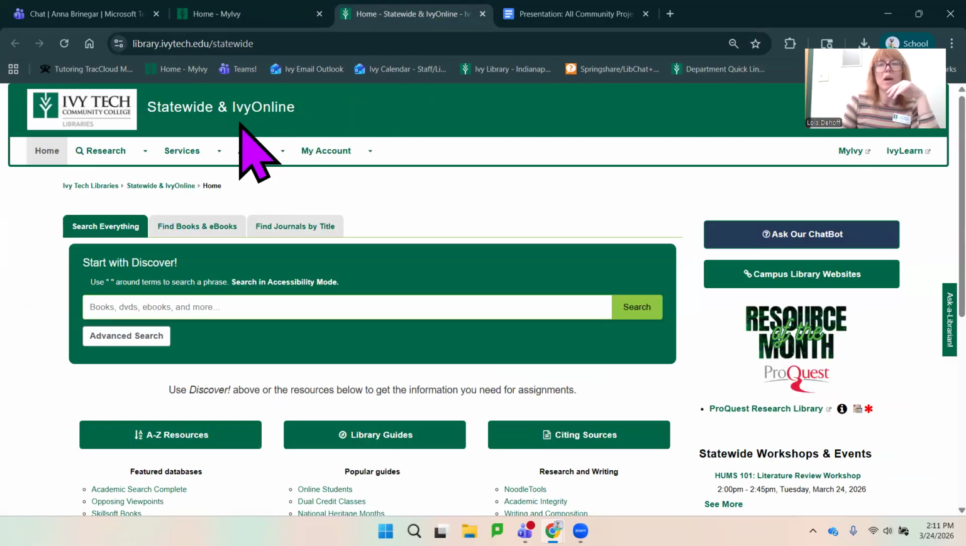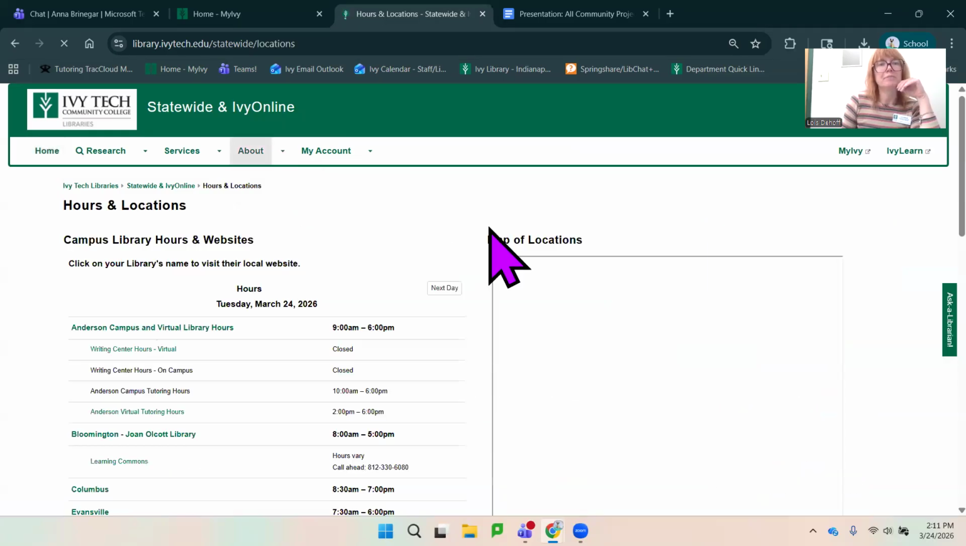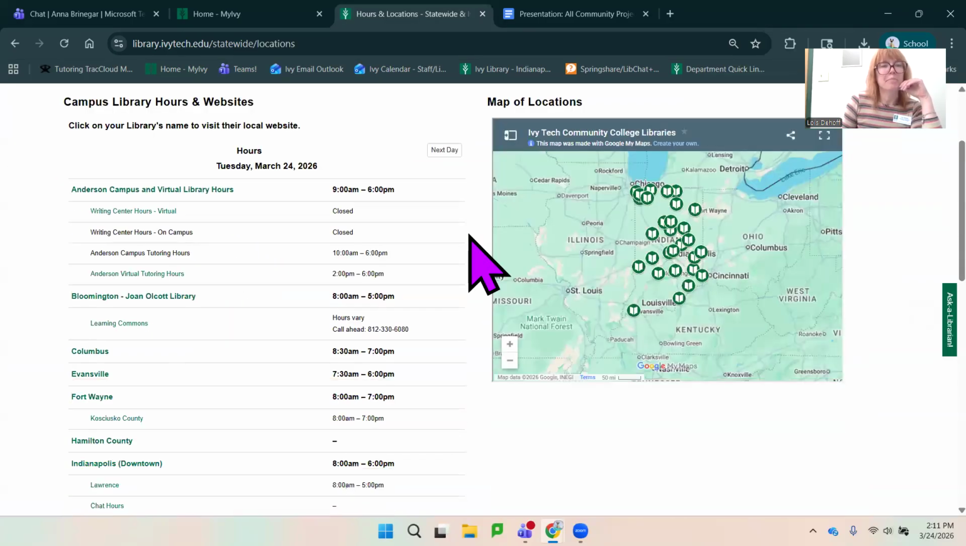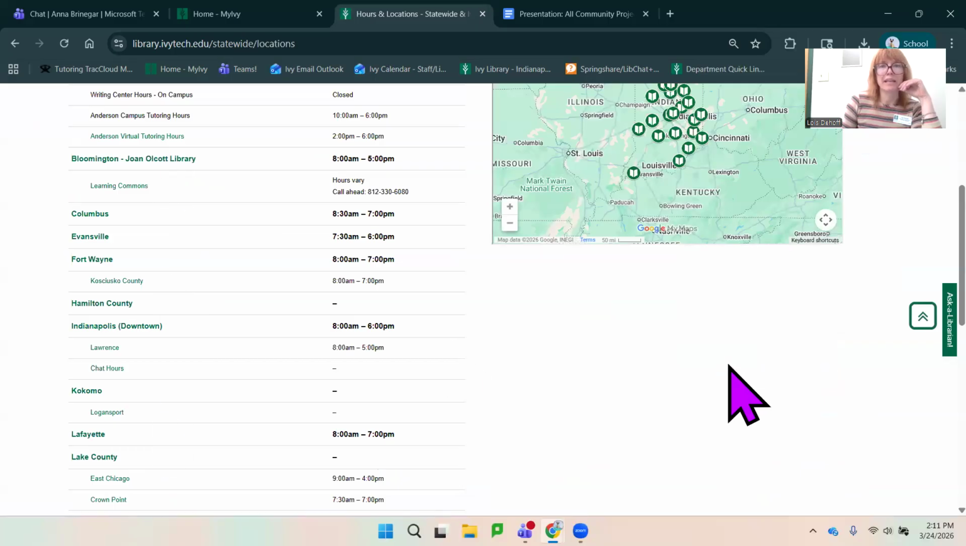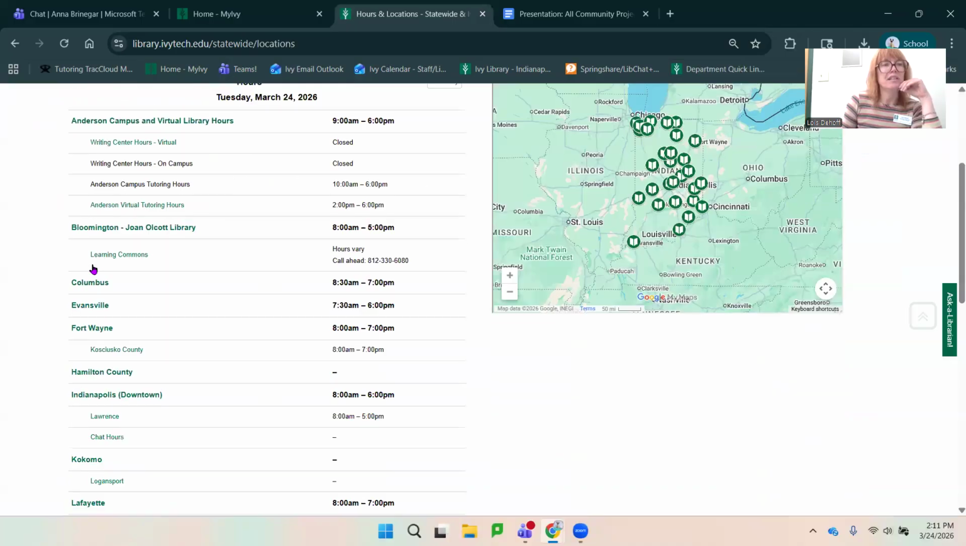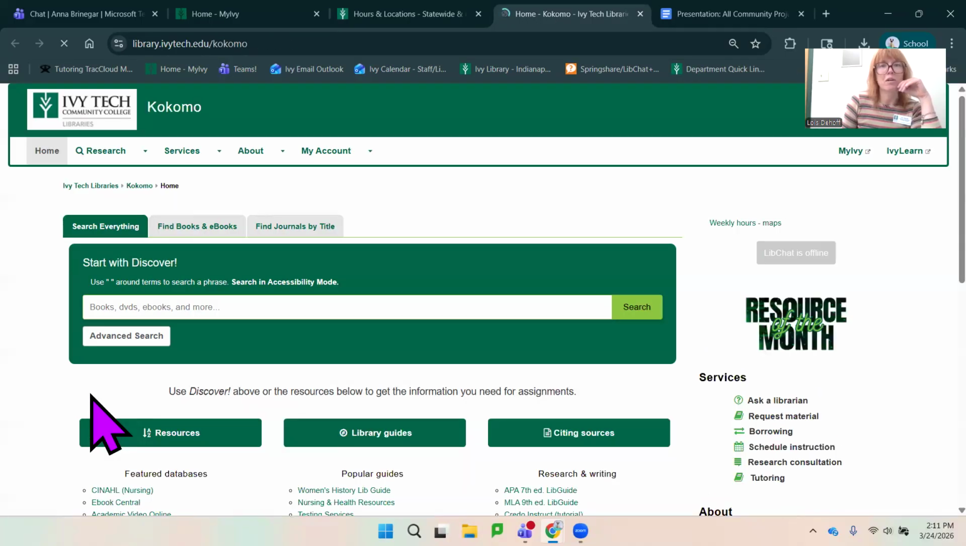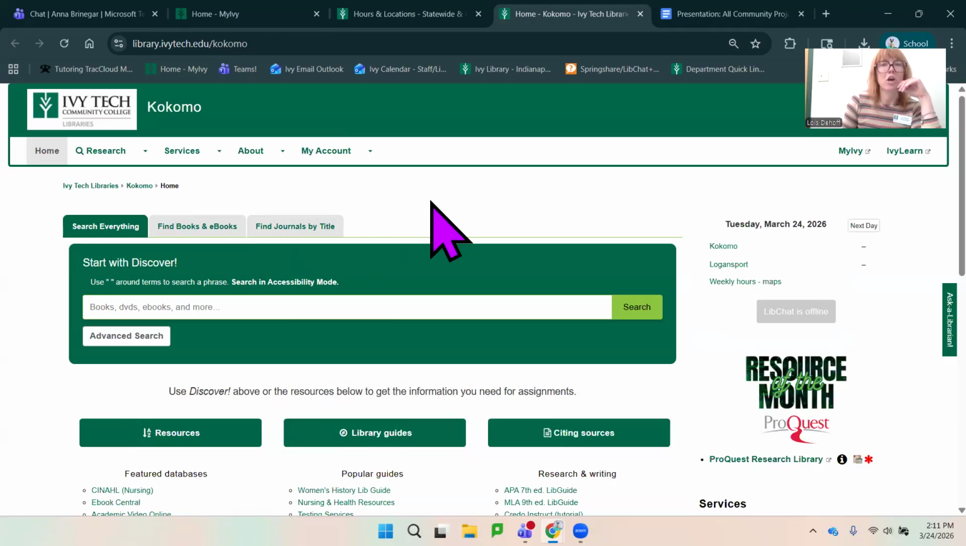If you're on the statewide and Ivy Online library site, and you go to About, and you go down to hours and locations and you click there, you'll actually end up seeing all the Ivy Tech libraries on a map. And then you can click anywhere. I think I saw somebody from Kokomo on that list. If I click Kokomo, this is going to take me to the Kokomo site where it has things that are specialized there. So that's just something to note.